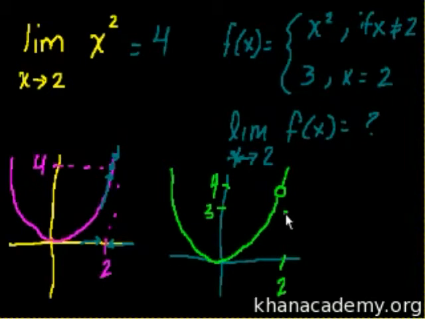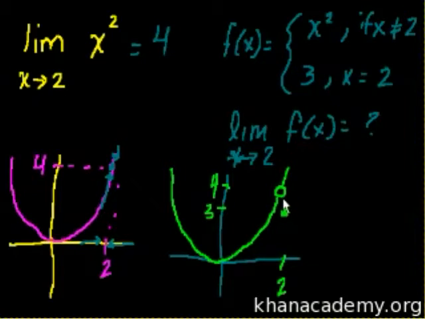When x is equal to 2, f of x is equal to 3. This is actually right below this. It doesn't look completely right below it, but I think you get the picture. See, this graph is x squared. It's exactly x squared until we get to x equals 2.